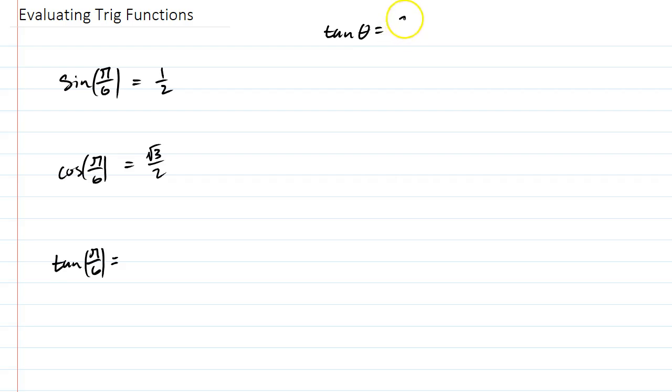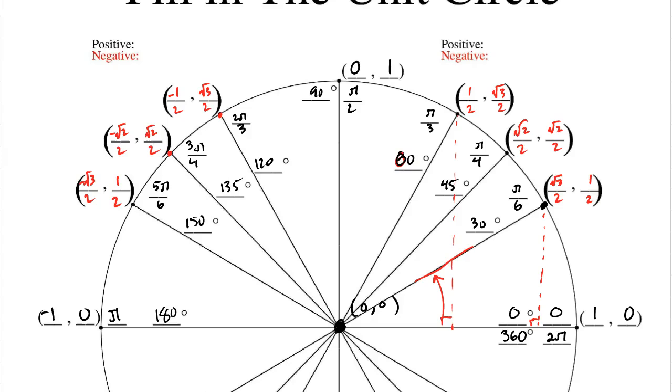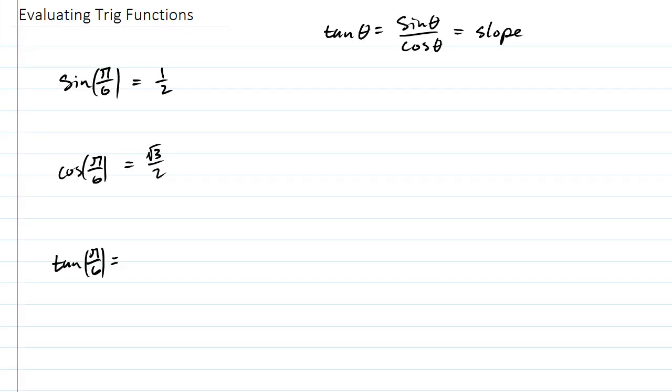Tangent of an angle is the same as sine of theta over cosine of theta, and it's also the same as the slope. So going back to the picture here, if I do sine over cosine, that's actually doing the rise divided by the run. And that would tell you the slope of the line that we're looking at right here. So, if you want to know the tangent of pi over 6, put the sine answer on top of the cosine answer and just simplify it. In this case, we would have 1/2 all over root 3 over 2.